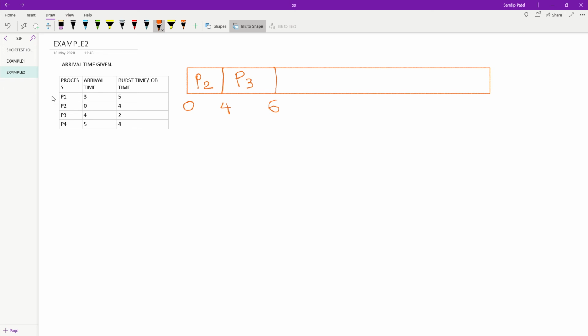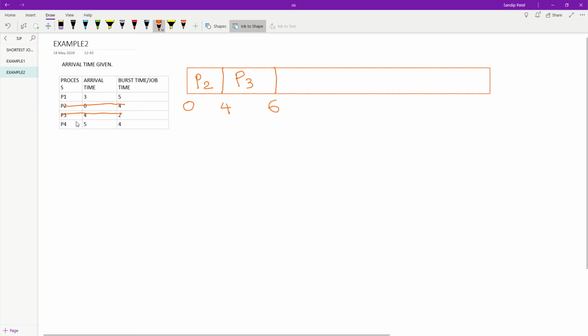How many processes are in the ready queue now? P2 is over, P3 is over. Now the remaining processes in the ready queue are P1 and P4. Here we are looking at the arrival time, so one by one we are completing the processes. P2 is already over, we will not consider this. P3 is already over, this will also not be considered. Now the remaining processes in the ready queue are P1 and P4.